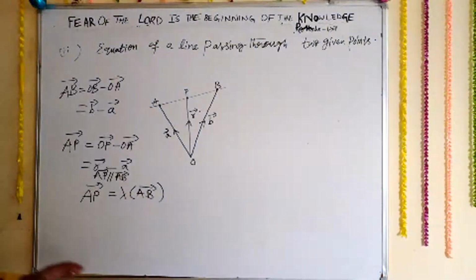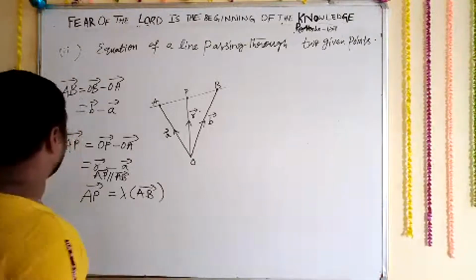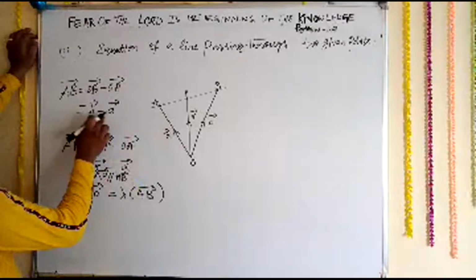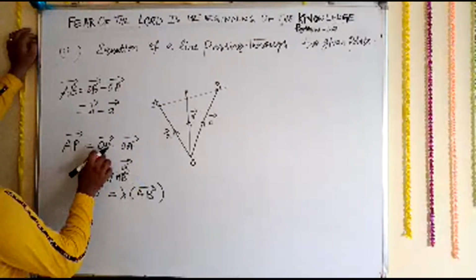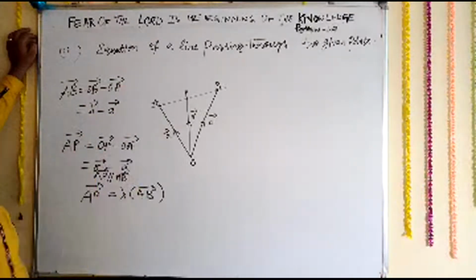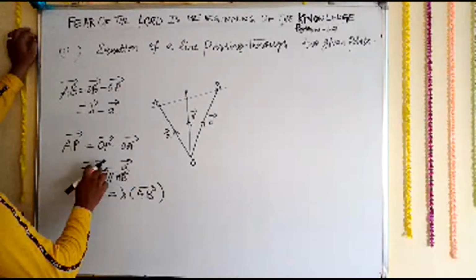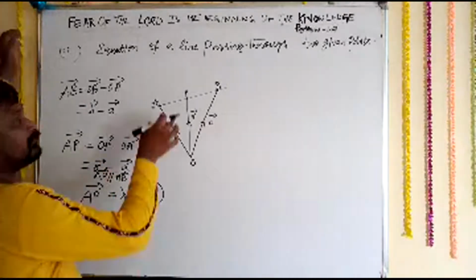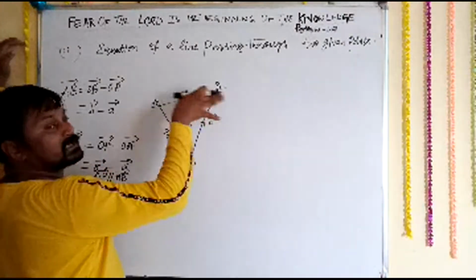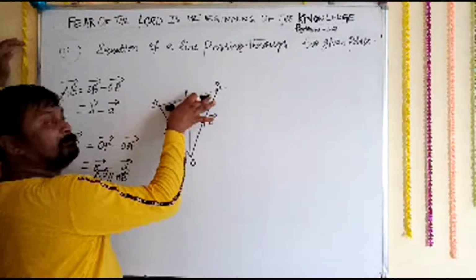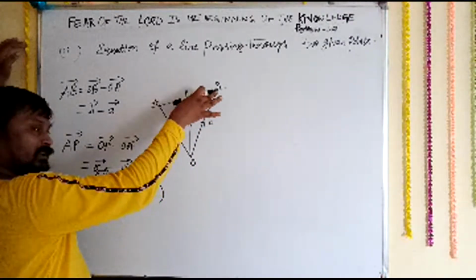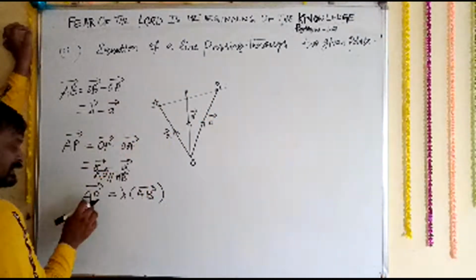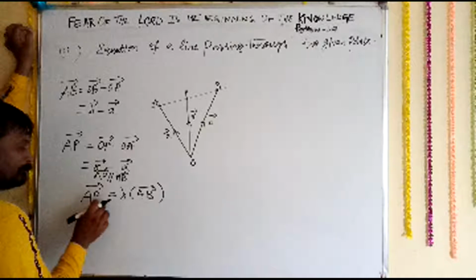So now we go for our problem. Once again, observe carefully. AB vector is equal to OB minus OA, b vector minus a vector. AP vector is equal to OP vector minus OA vector. So now OP is nothing but r, OA is nothing but a. And AP is parallel to AB here. Observe carefully, AP and AB are collinear. So AP is a part of AB. So these both are collinear and parallel also. So that's what they wrote: AP vector is equal to lambda AB vector.